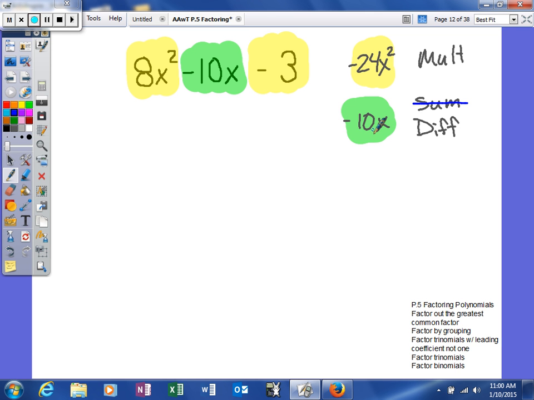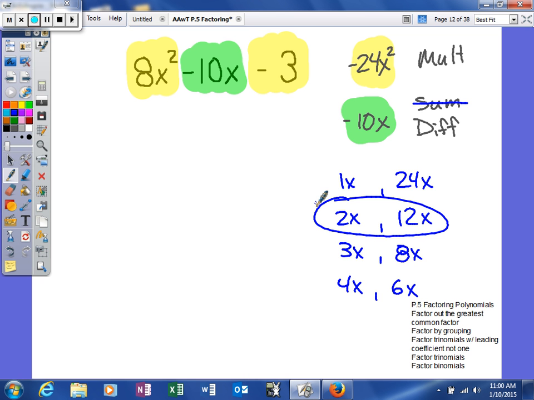So let's see if we can list some things. How many numbers have a difference of negative 10x? There are infinitely many. So what we always do is look at the multiple first and figure out what two numbers will multiply to give me 24x squared. So 1x and 24x will work. 2x and 12x will work. 3x and 8x will work. And then 4x and 6x will work. Those are what they call factor pairs of 24. Now we're looking for the factor pair that has a difference of 10. These two have a difference of 23x, so that's not right. These two are the ones that actually have a difference of 10.